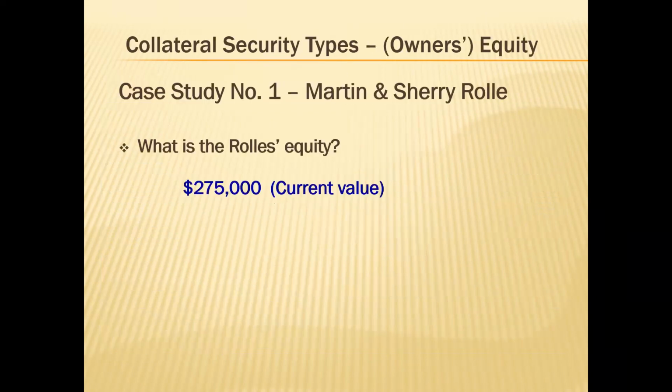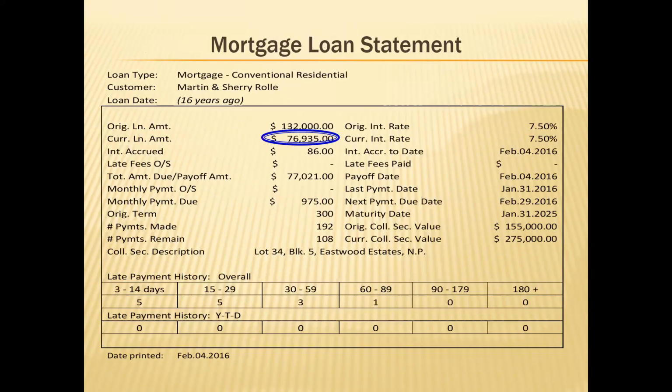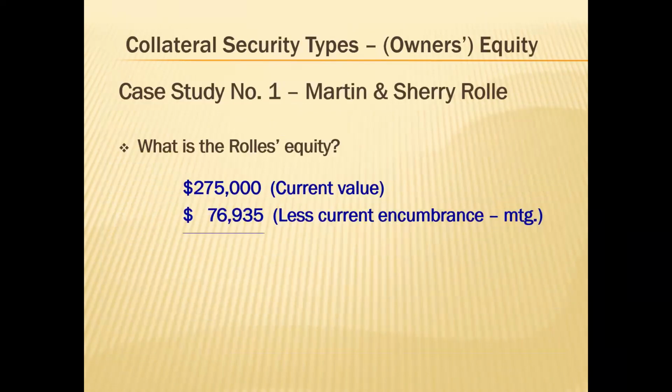So we now need to know what the outstanding is, so we get that again from the loan mortgage statement, the top left-hand side: 76,975. So we have the current value. We have the encumbrance, which is the mortgage that they owe to the bank, the mortgage loan. Then we subtract those, and we get $198,065. That's because the value has appreciated.